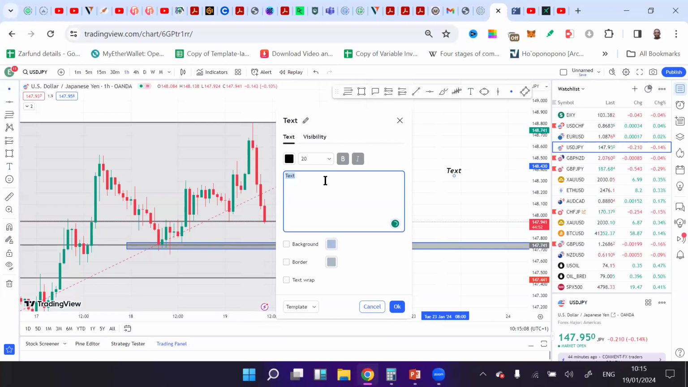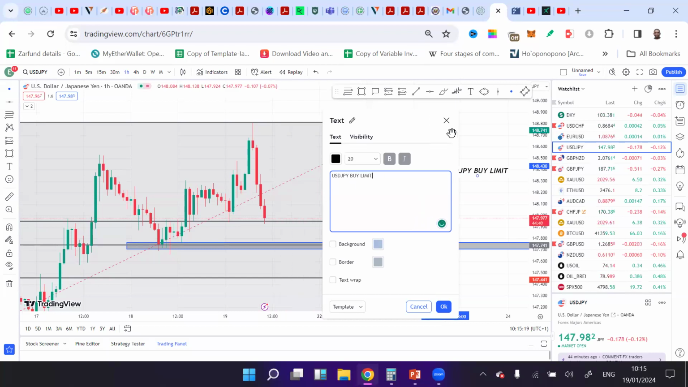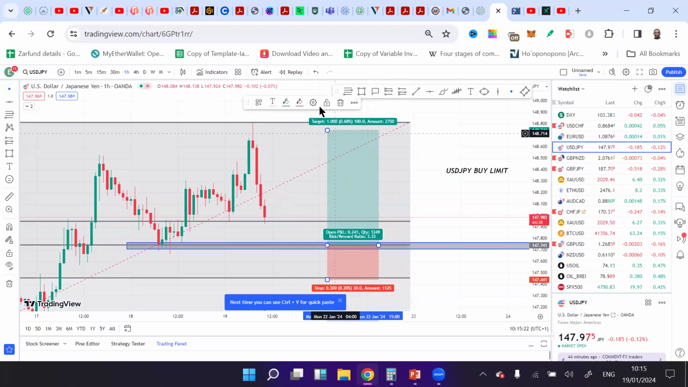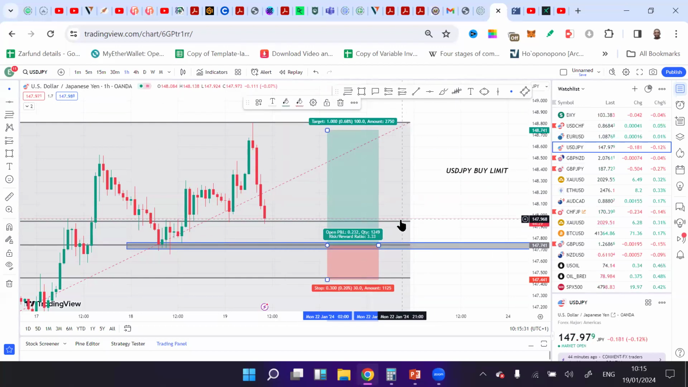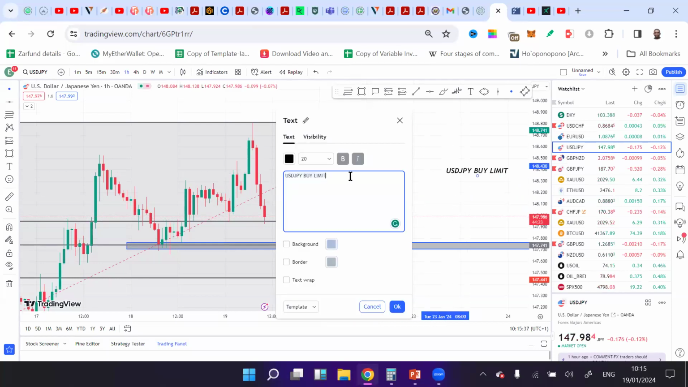So we're going to be doing a buy limit on USD-JPY. Okay, so what's the entry price? The entry price is 147.741.